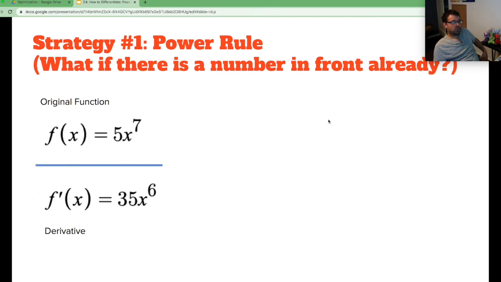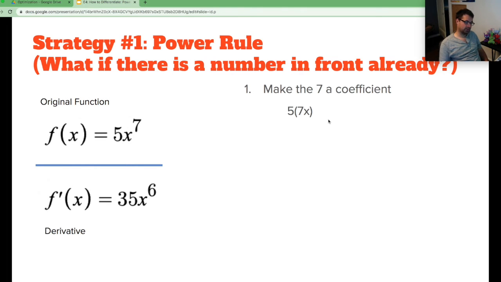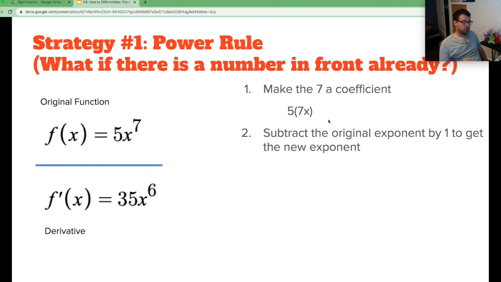Now, what if there was a number in front already? What if there was already a coefficient? Well, let's talk about it. Let's do the same two steps. Make the 7 a coefficient. So we bring the 7 and make it a coefficient to the x. And then we subtract the original exponent by 1 to get the new exponent on our variable. 7 minus 1 is 6. So we end up with 5 times what we would really expect, 7x to the 6th as the derivative.